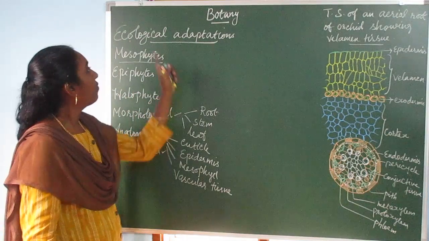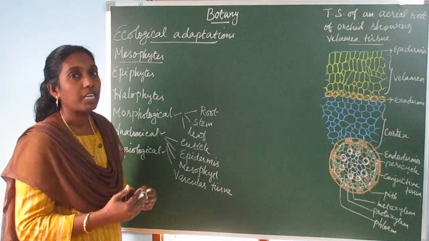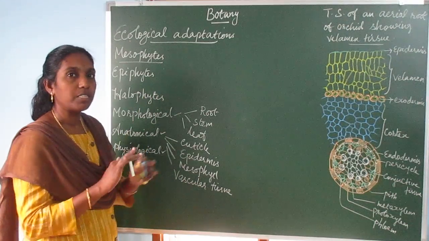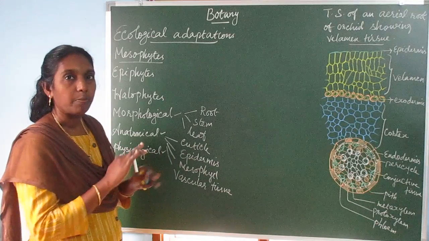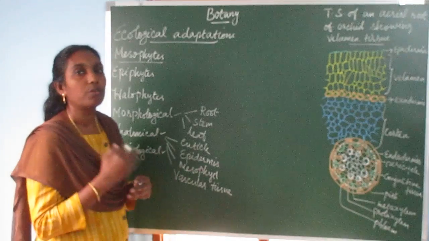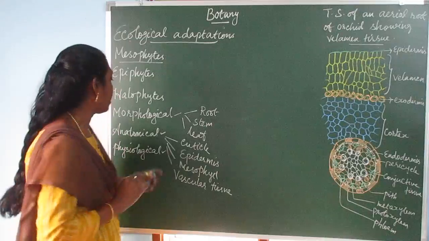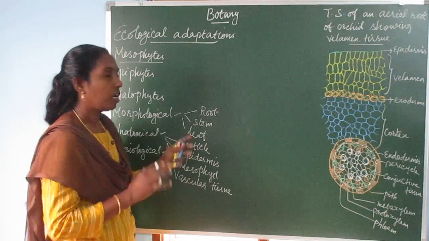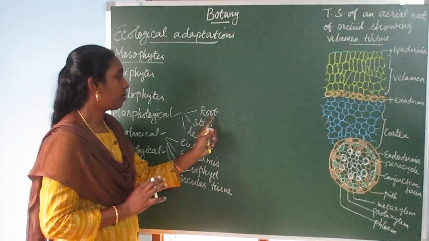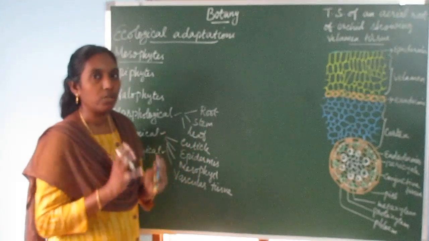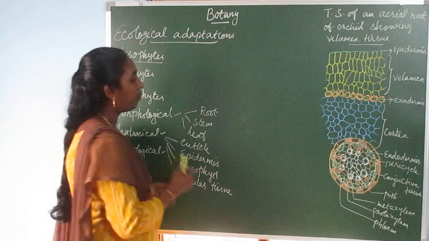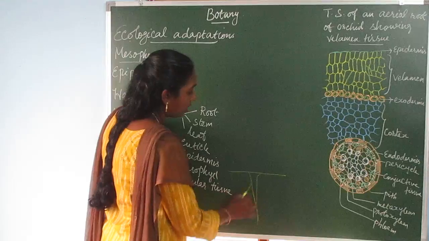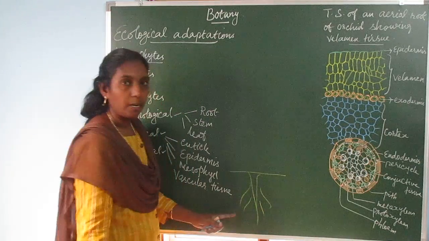Mesophytes. Ecological adaptations observed in mesophytes. You know that the mesophytes are the common plants, which live or grow in moderate conditions. What are the morphological adaptations? Under this heading, you write about root, stem, and what about the root system? Normally, when the plant grows, the root system is produced under the ground. So here is the root.